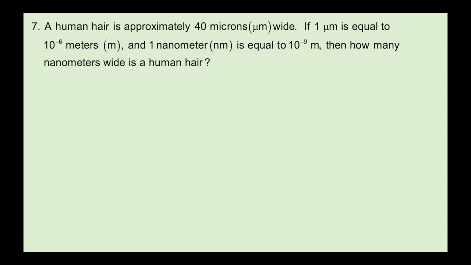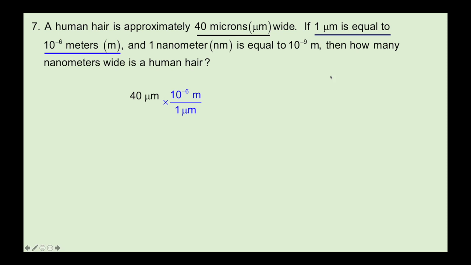For number 7, a human hair is approximately 40 microns wide. If 1 micron is equal to 10 to the negative 6 meters and 1 nanometer is equivalent to 10 to the negative 9 meters, how many nanometers wide is a human hair? So again, I'm starting with that 40 microns, and I'm going to try to cancel out the microns and convert that into meters. So initially, if I'm trying to cancel out our microns, I want to make sure that this is in the denominator so that these will then cancel. But then from there, I'm going to convert that into nanometers.